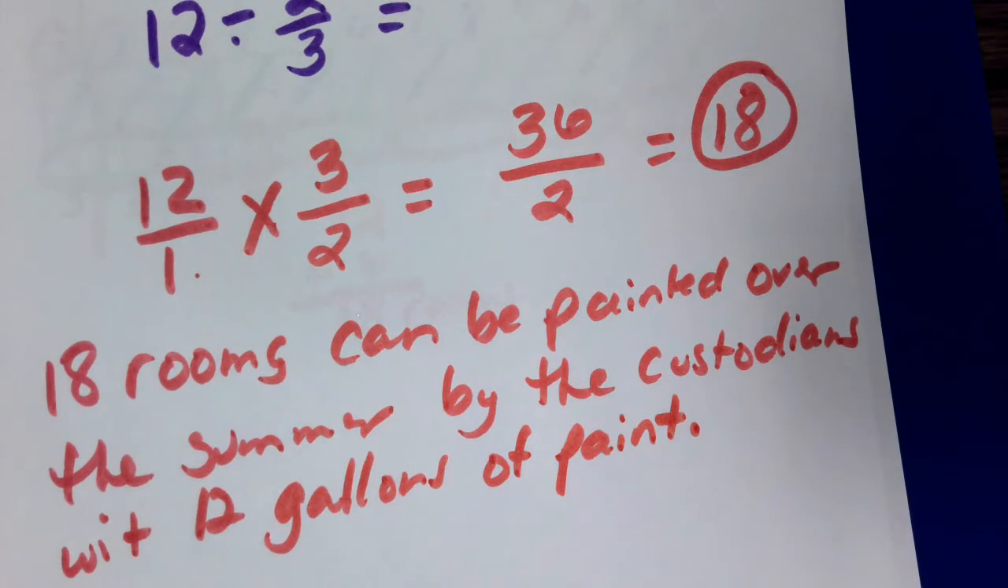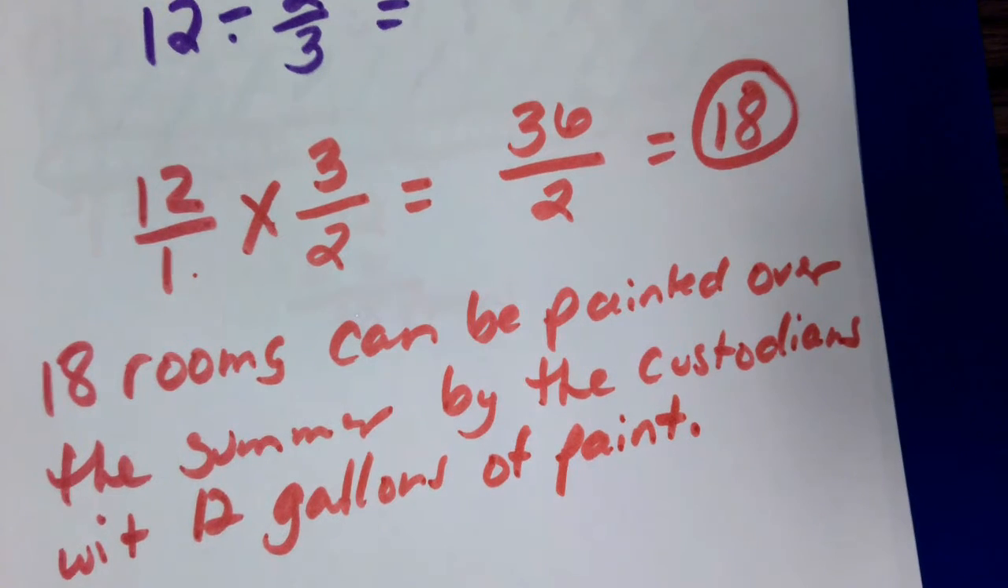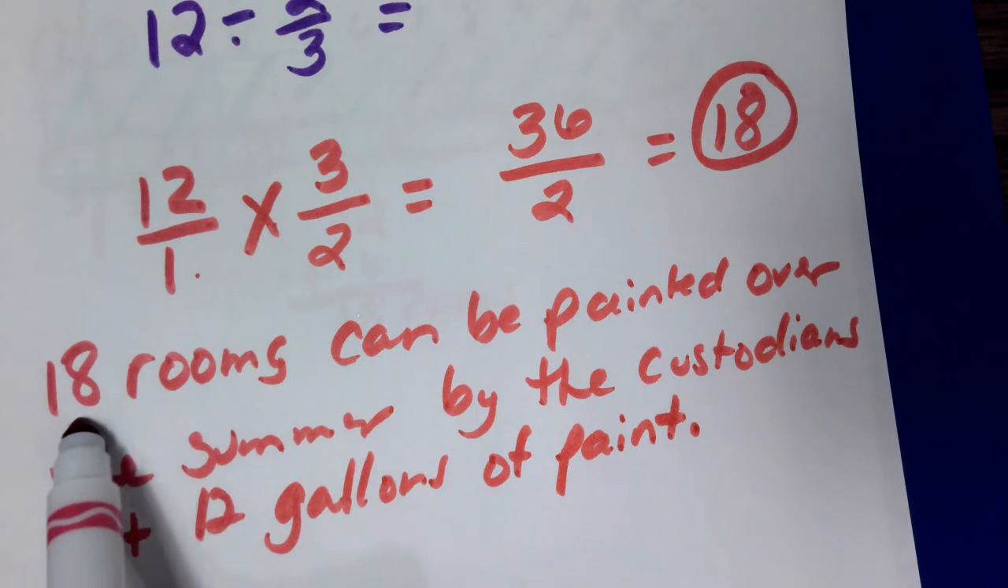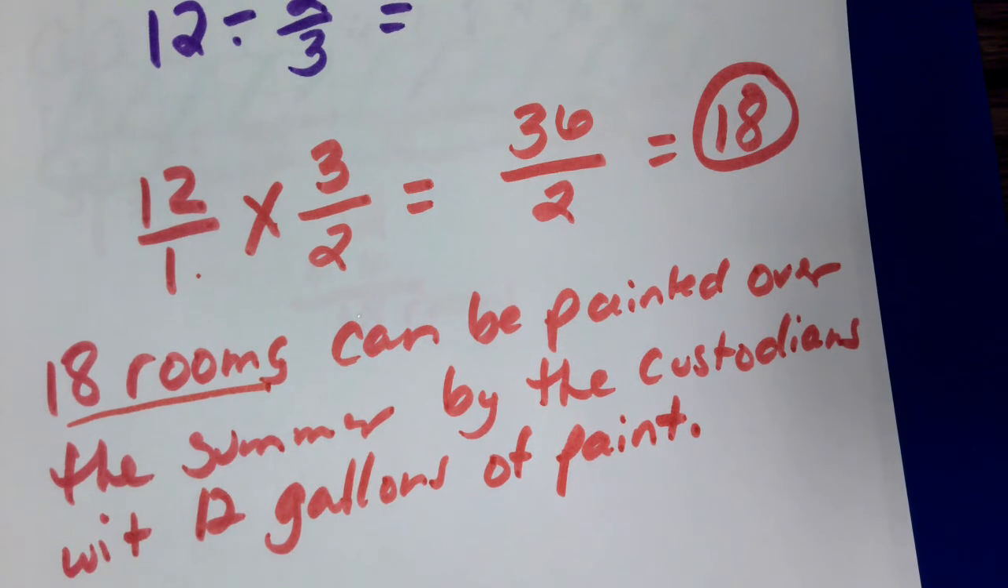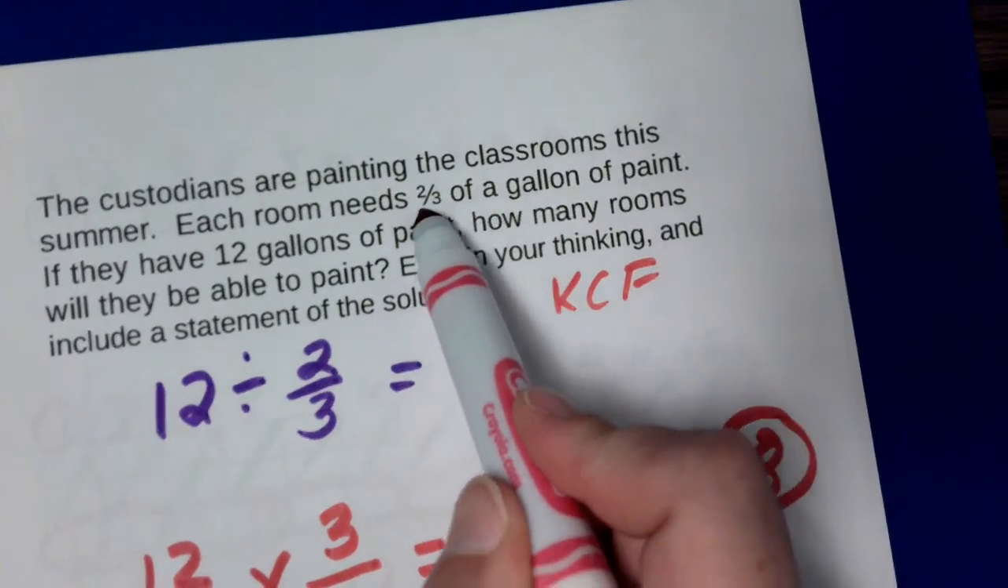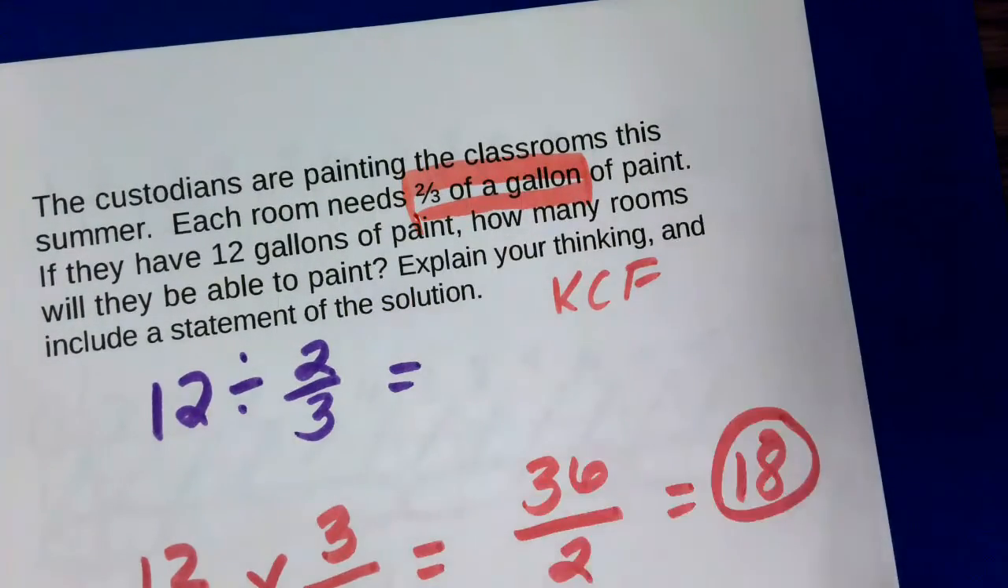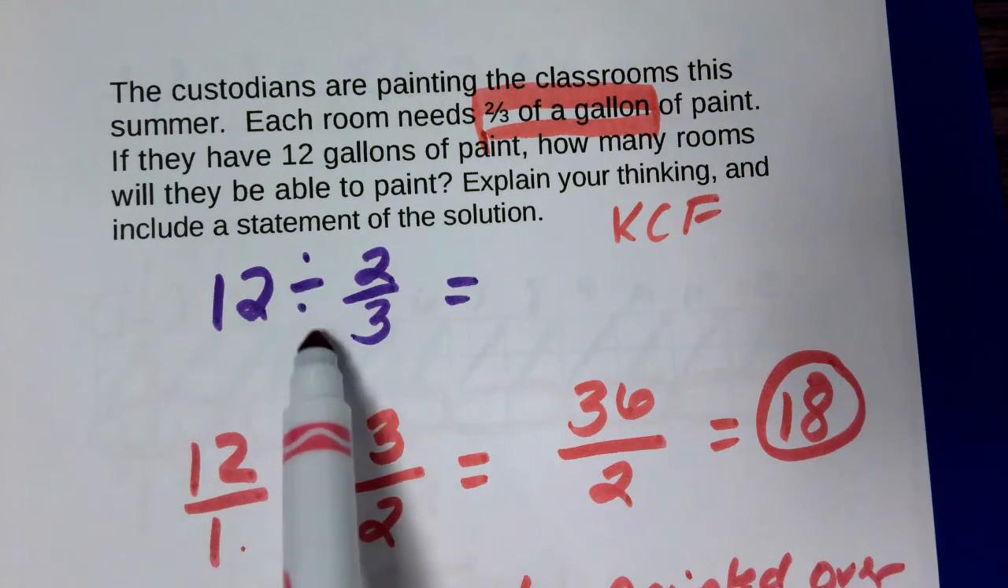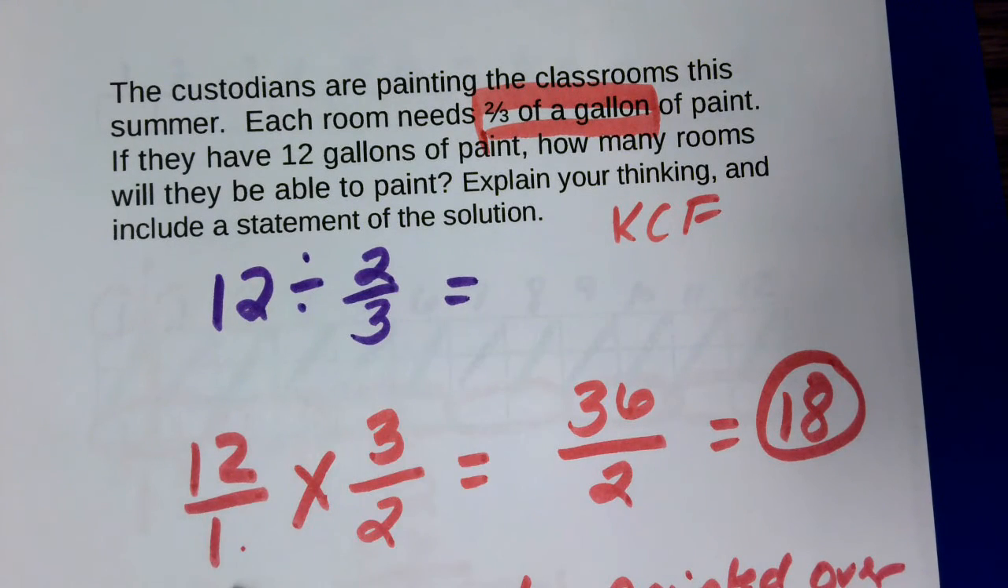Okay, that's my statement of the solution, because it asked me how many rooms I can paint. Well, 18 rooms I can paint with the 12 gallons that I have if each room has 2/3 of a gallon of paint. So I showed you 12 divided by 2/3. I used keep, change, flip, which is to keep the first number, change to multiplication, and take the reciprocal. And I would get 36 halves, and that makes 18.